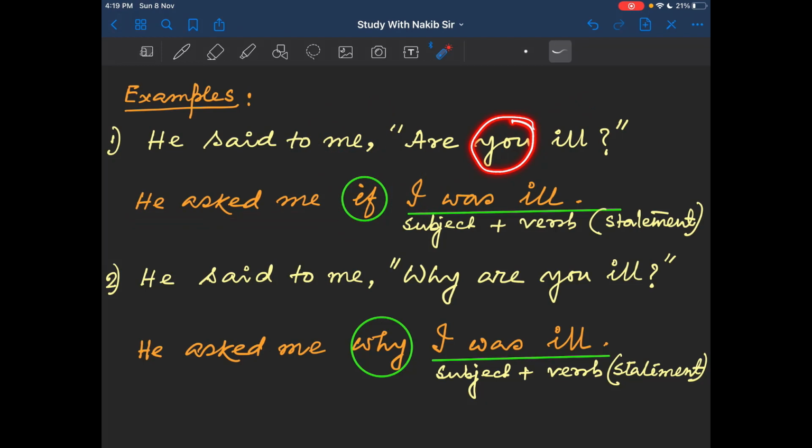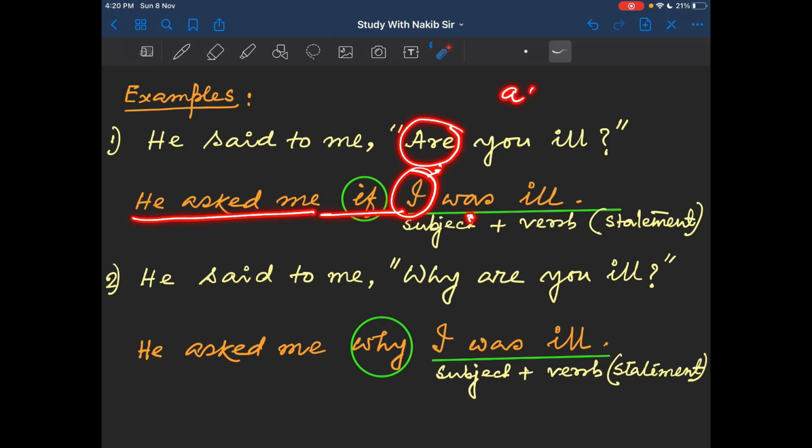So it will be changed in the indirect narration to the first person pronoun, and it is changed to I. So up to this you have got, he asked me if I. So you have got this subject, and after the subject the verb will be placed. That means I are. But I are is not possible. I am is the right combination. Am. And so am will go to I.